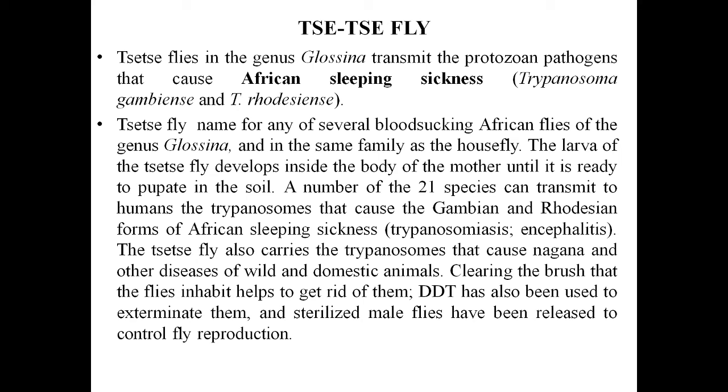And these tsetse flies can be controlled by using insecticides and pesticides. Also, sterilized male flies can be released to control fly reproduction. So the tsetse fly has the ability to transmit only the protozoan pathogens, that is Trypanosoma gambiense and Trypanosoma rhodesiense, which cause African sleeping sickness or oriental sore.